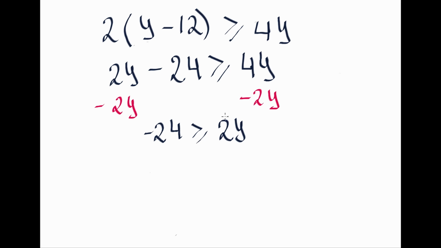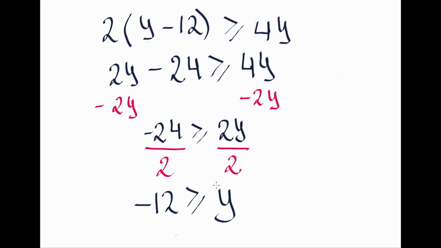And now what do we need? We need y to be alone. We need to get rid of this 2. This 2 is multiplying y, so we're going to divide both sides by 2. So now we're going to have negative 24 divided by 2 is negative 12, greater or equal to, and 2 divided by 2 is just 1. 1 times y is just y. We don't need to write the 1. And this would be the answer for the inequality.